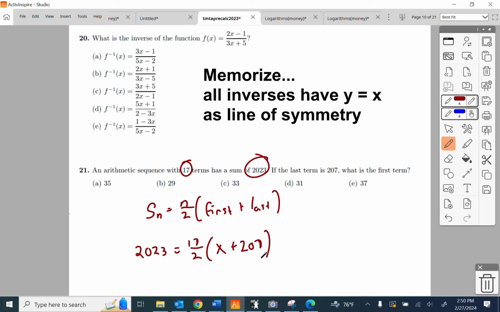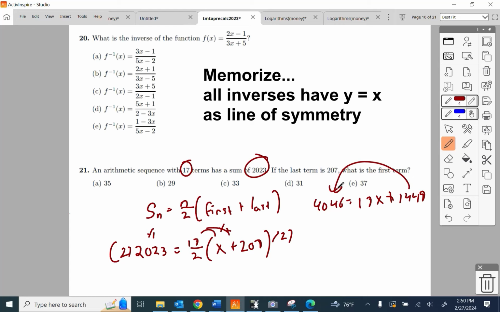Now, honestly, you could just y1, y2 this thing if you wanted. But I'm bored, so whatever. I'm going to double both sides. Give me 4,046 equal to distribute 17x plus 1,449. That seems right. Then I'm going to do a little subtraction.